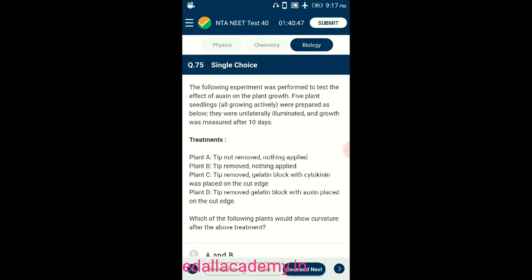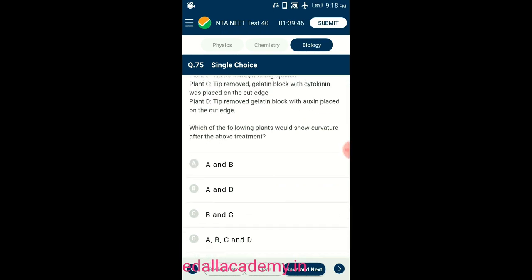Plant B, tip removed, nothing applied. Plant C, tip removed, gelatin block with cytokinin was placed on the cut edge. Plant D, tip removed, gelatin block with auxin placed on the cut edge. From the above statements, which of the following plants would show curvature after the above treatment?